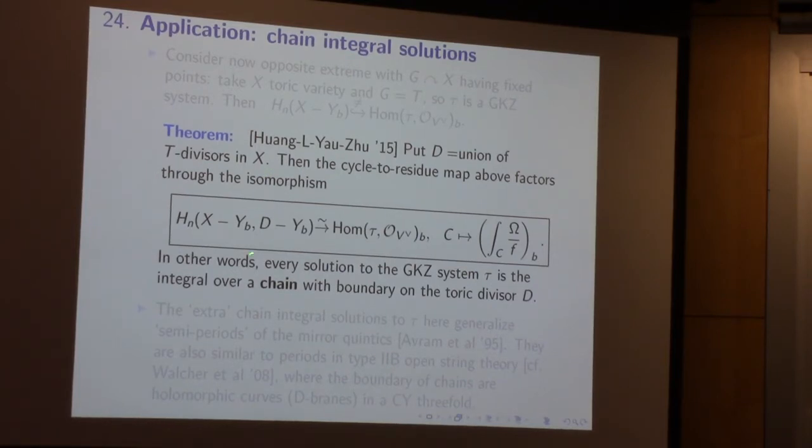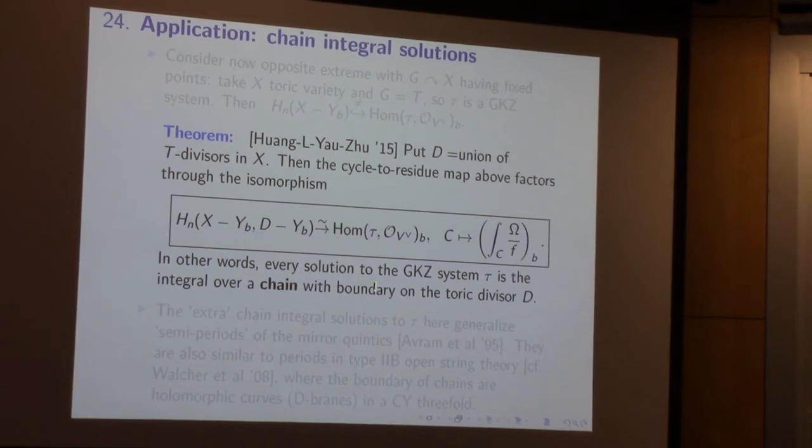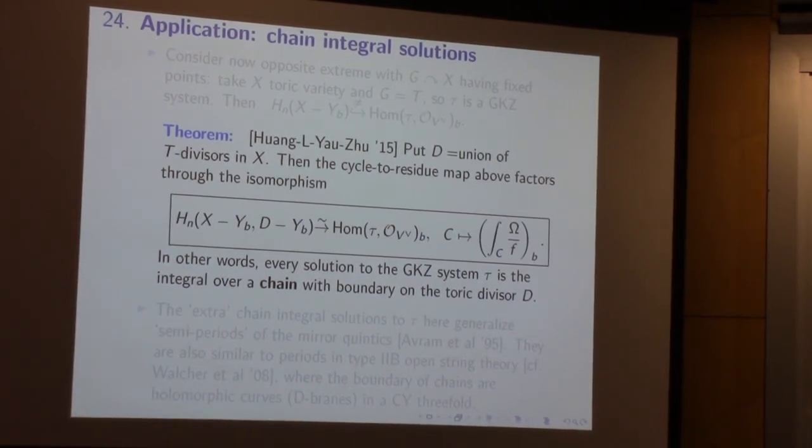So this is the D that appears prominently in mirror symmetry as the large complex structure limit. Okay, and there's a good reason for that. So you look at this relative pair and the relative middle homology. You show that this integral map is exactly extended from the injective map to an isomorphism. We call this the chain integral map. So what it says is that all the solutions are given by integrals over chains rather than cycles, where the chains are required to be bounded by this canonical toric divisor D.